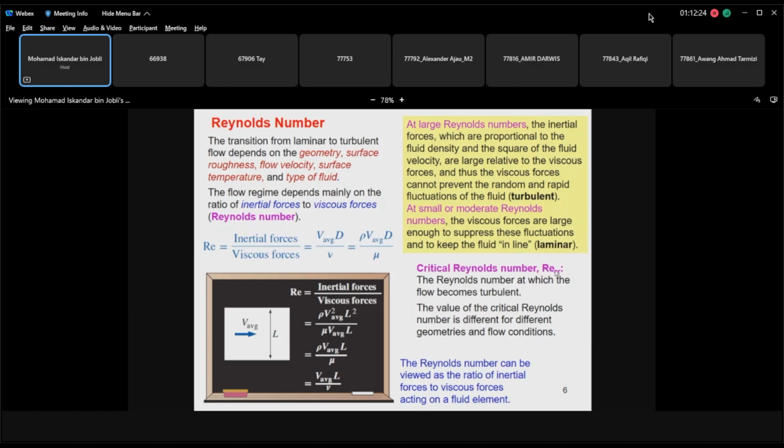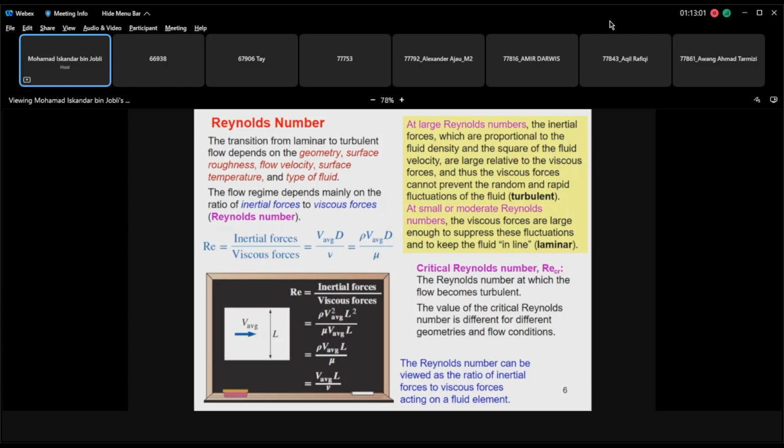Critical Reynolds number. What is a critical Reynolds number? The critical Reynolds number is the moment, or the value, at which the flow turns turbulent. That is the critical Reynolds number. And this value differs in different circumstances: in different geometry, different roughness, velocities, temperature, type of fluid. It differs from one fluid to another.